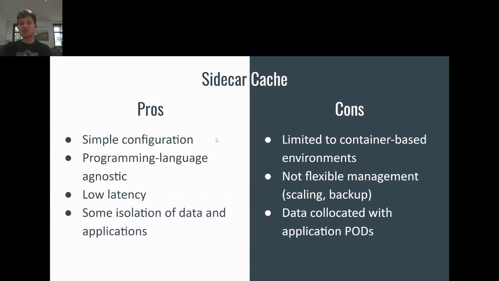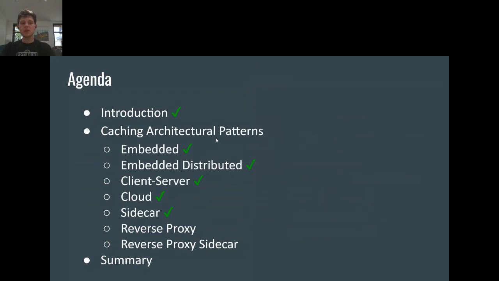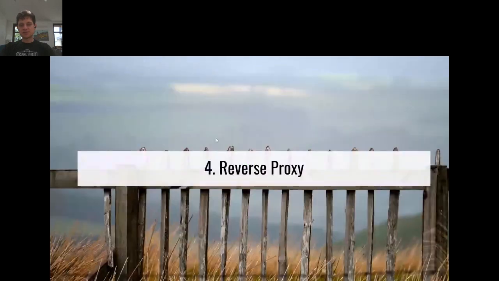The management is not flexible again, because if you would like to scale up or scale down, you need to do it together with your application. And data is collocated with the application in the same pod. So data isolation at the pod level may be good enough or may not be good enough for you. Okay, we covered sidecar, and the last caching pattern that you can use, the last caching topology, is reverse proxy.